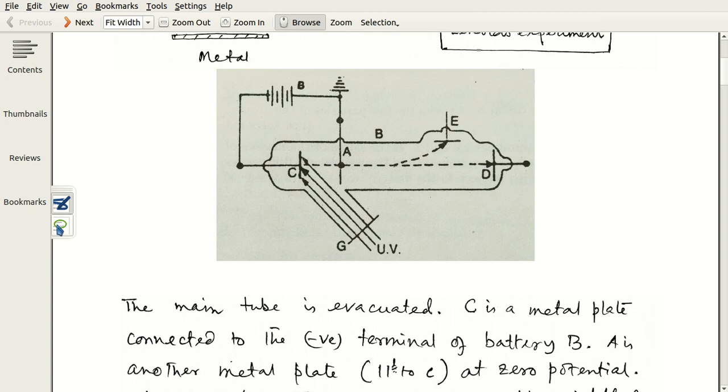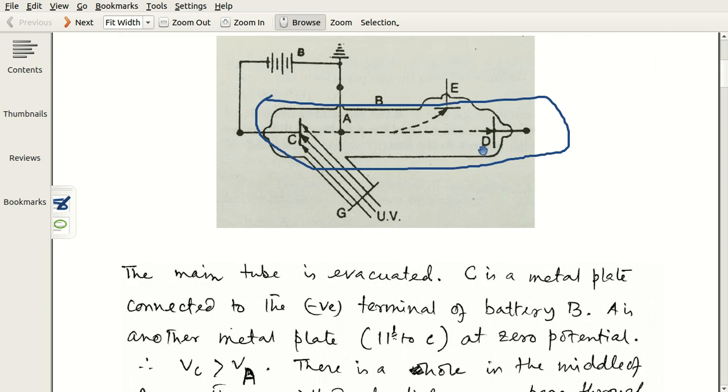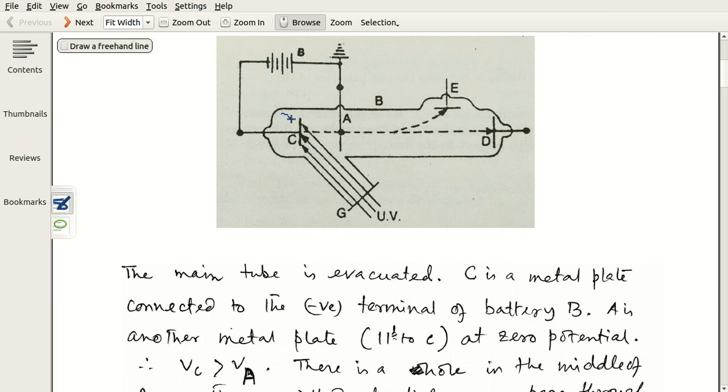This is the main tube, and this tube is evacuated. That means vacuum, there is almost nothing. The pressure is very low within the main tube, and within this tube there is a metal plate C. This one is the metal plate C here. Another plate is A here, and another plate is D here. These A, C and D are held parallel to each other.